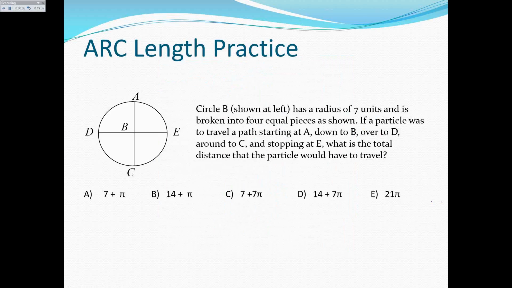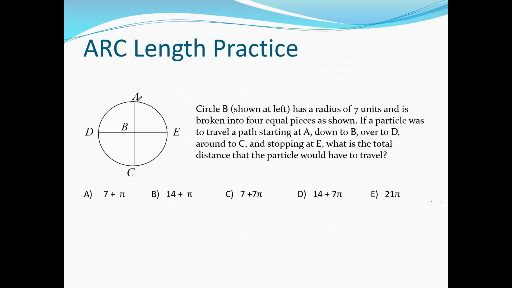Circle B, shown at the left, has a radius of 7 units and is broken into 4 equal pieces as shown. If a particle was to travel a path starting at A, down to B, over to D, around to C, and stopping at E, what is the total distance that the particle would have to travel? Well, let's take a look at this.